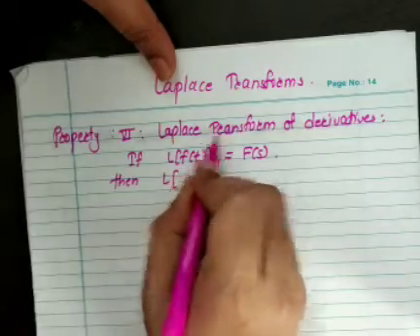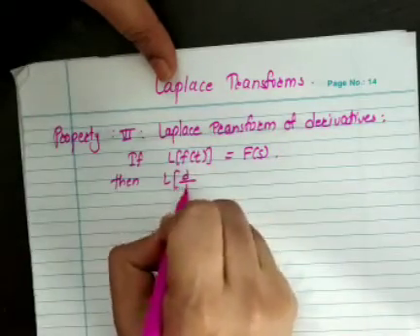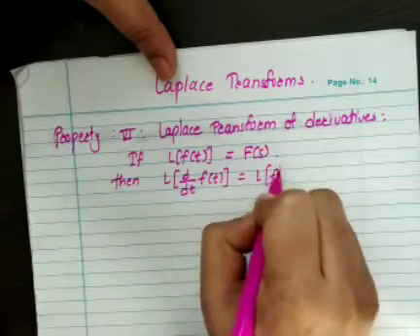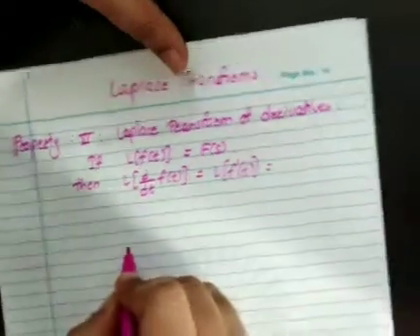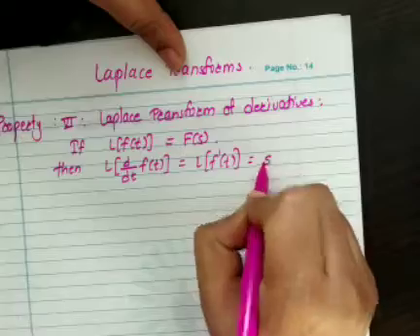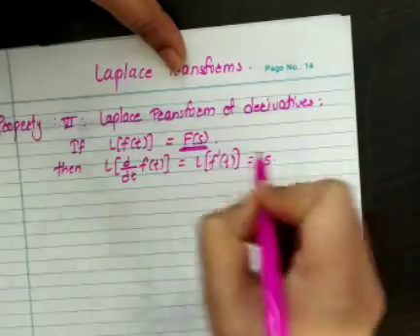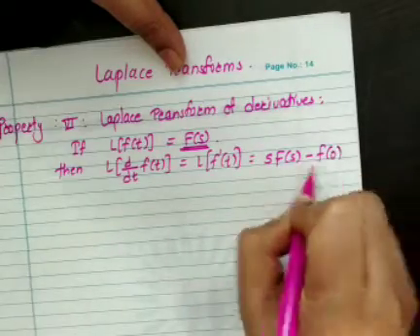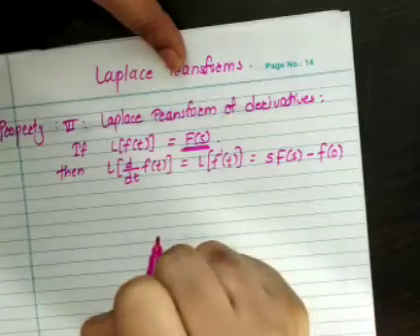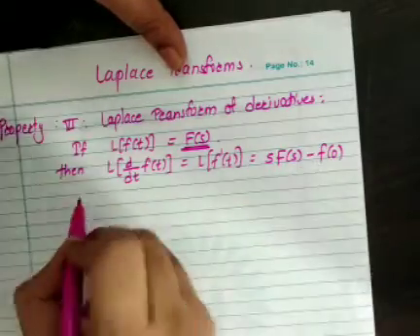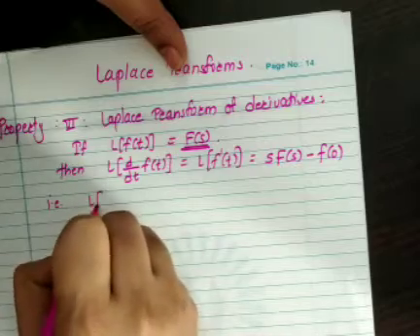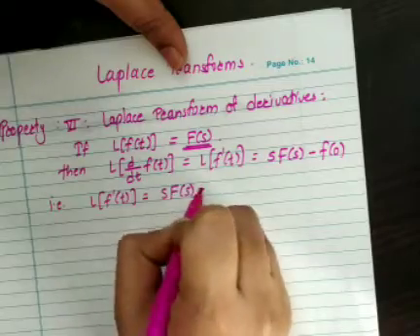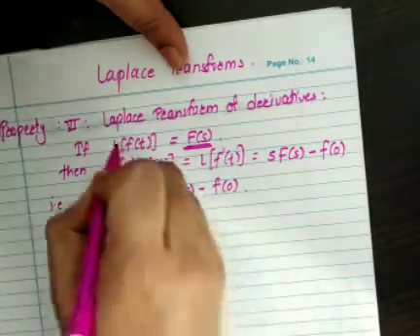Laplace transform of derivative of the function, that is d by dt of f of t, or we can say Laplace transform of f dash of t, is defined as s into F of s minus f of 0. This F is capital F and this f is small f. So s F of s minus f of 0, I write it again: Laplace transform of f dash of t is s F of s minus f of 0, where F of s is Laplace transform of f of t.